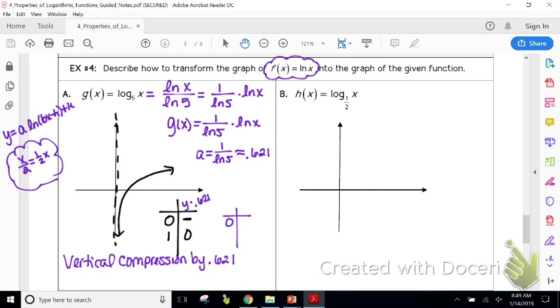So does that change your vertical asymptote? Remember your vertical asymptote was x equals 0. There's no y there, is there? And is it going to change the point? Y'all with me? So I would take my y values and multiply by 0.621. It doesn't actually change it, does it? So I know I'm still going to have that x-intercept in the same place. I'm still going to have the vertical asymptote in the same place.